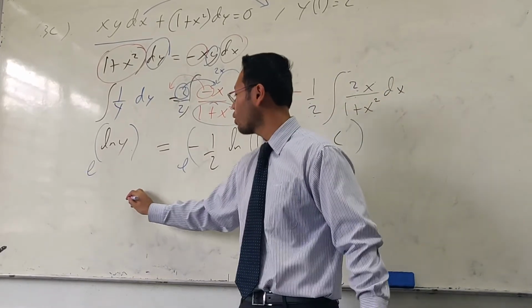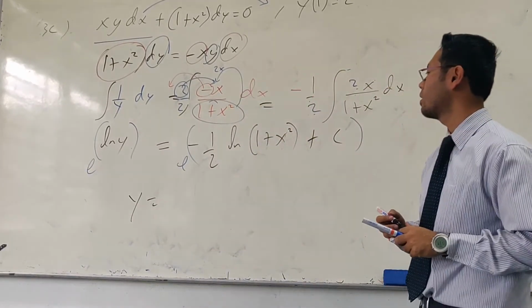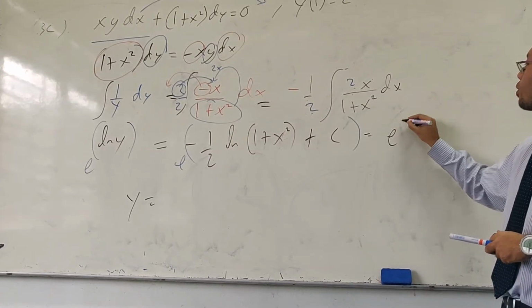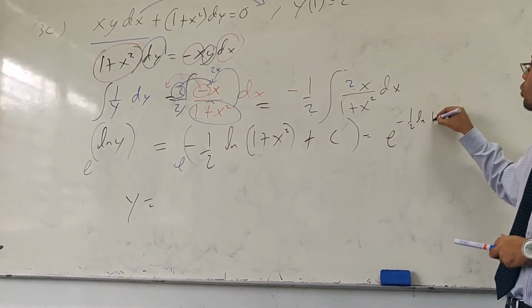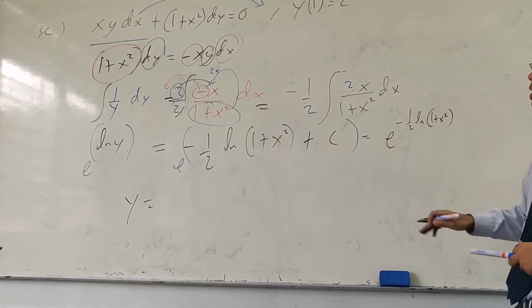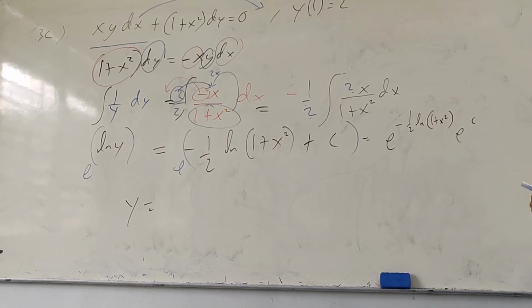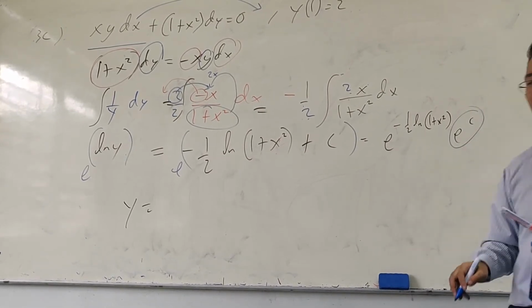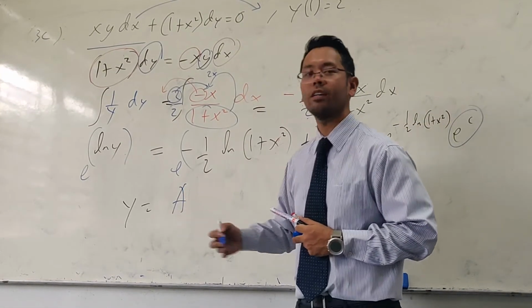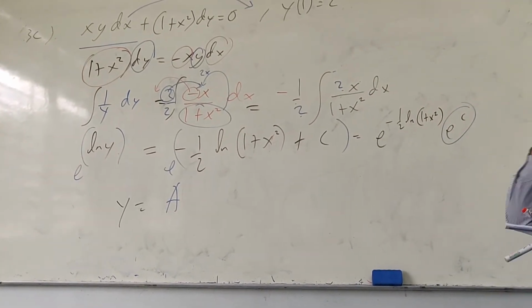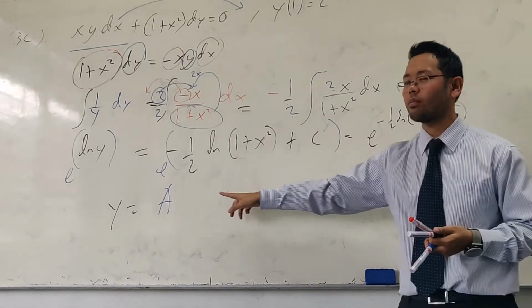Left side is easy, we got y. The right side is a bit tricky. Exponent negative 1 over 2 ln 1 plus x squared. And of course we can split easy. Easy one first, e to the c, constant times constant, some new constant A. What about here? 1 plus x squared.